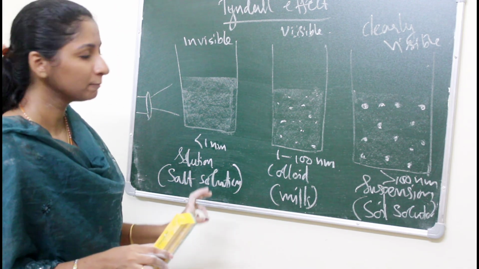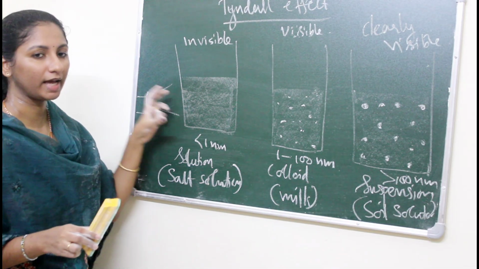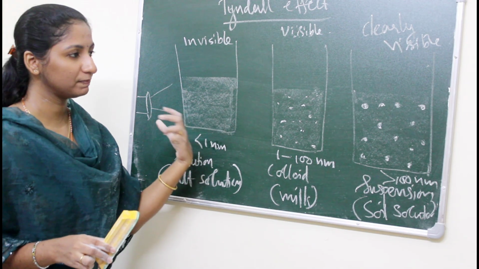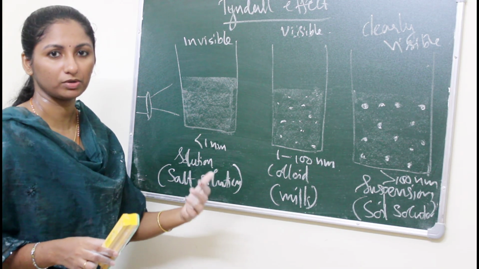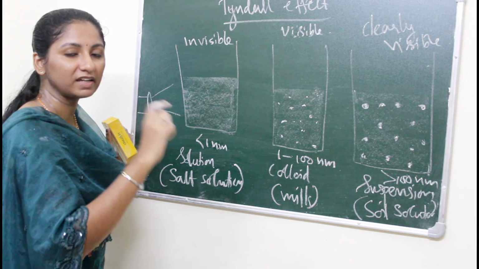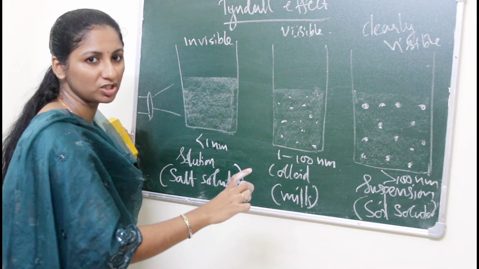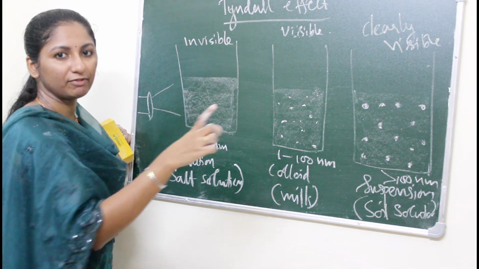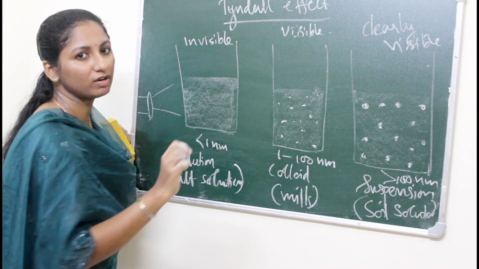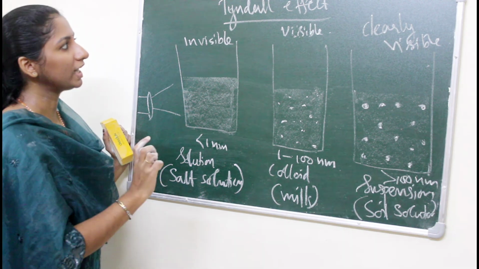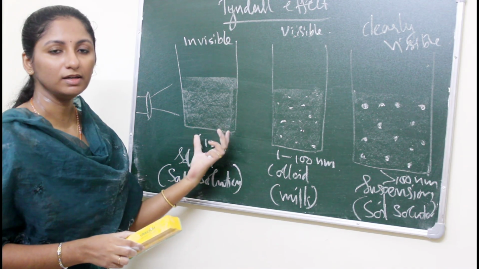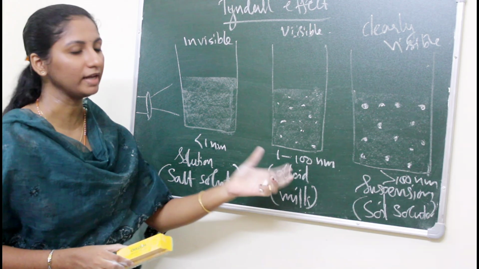So what is Tyndall effect? The passing of a beam of light through these substances, and whether that light beam is scattering or not. So when we are taking this colloid and suspension, the light beam is scattered by the particles of this colloid and suspension. So this effect we can call it Tyndall effect. The scattering of a beam of light by the particles of colloid and suspension, we can call it what? Tyndall effect. Okay. So that's all about the Tyndall effect. That is actually by the difference in the particle size of the solution, colloid and suspension particles.